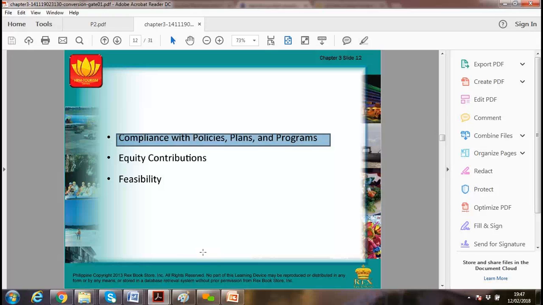Equity contribution. It could be some project equity contribution, or a government contribution. Maybe 60% is contributed by the private sector and 40% by the government sector, or 50-50 in a private partnership. Feasibility: we can carry out a feasibility study before we launch any project.